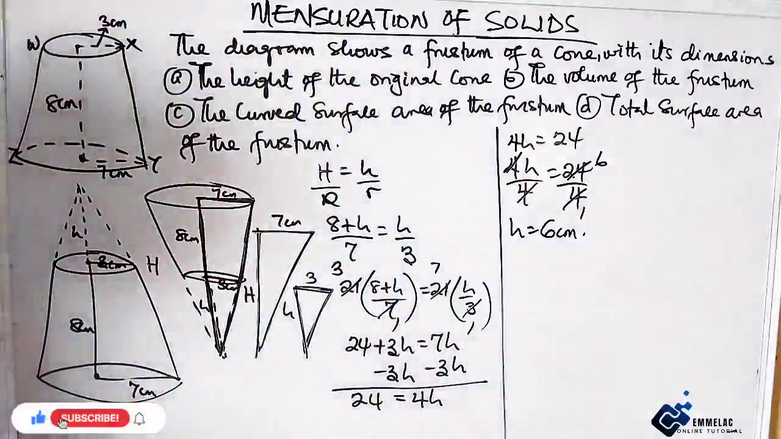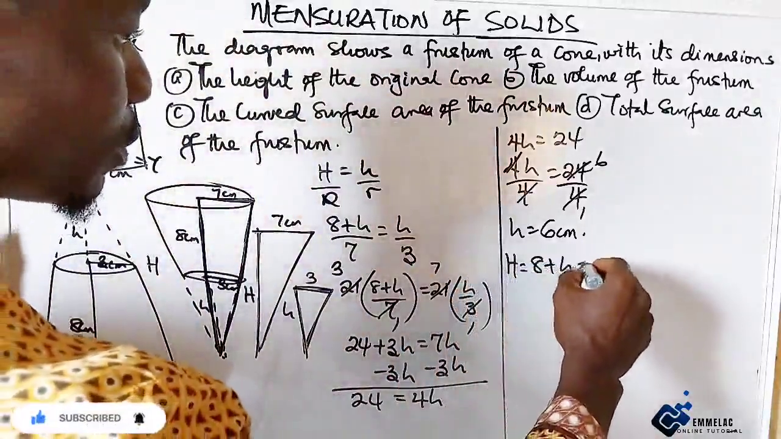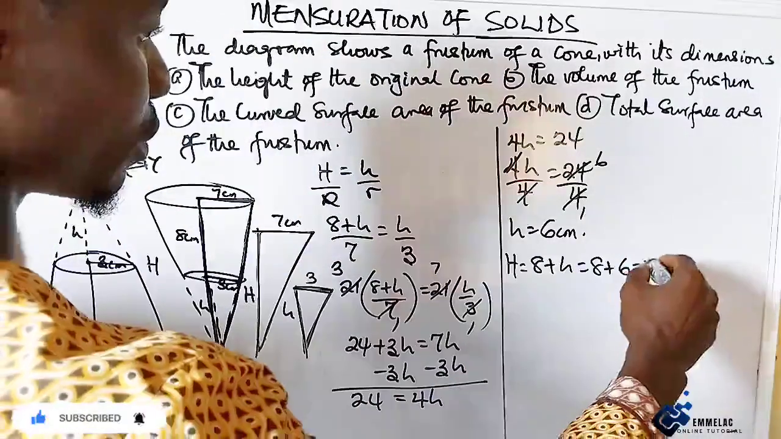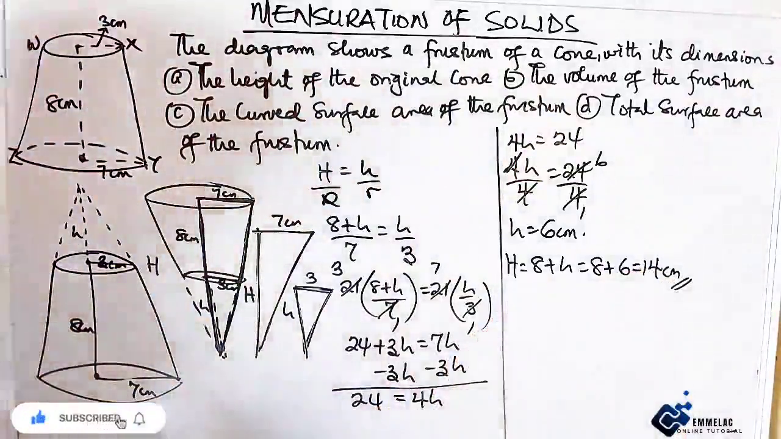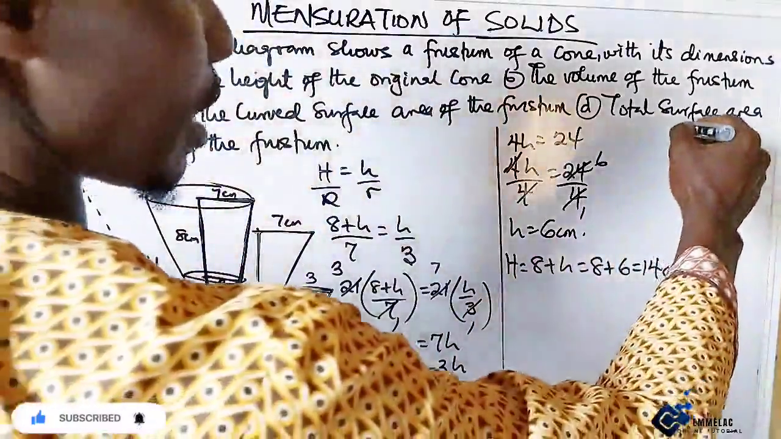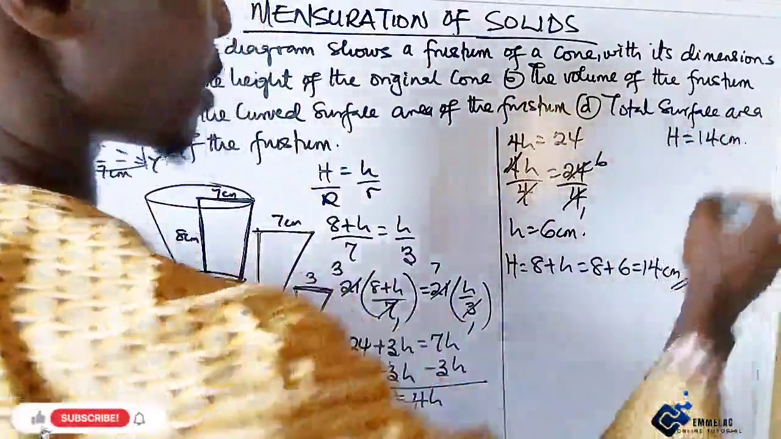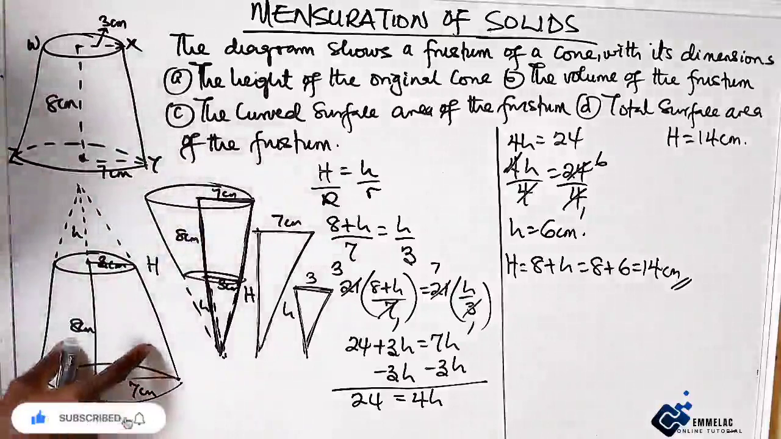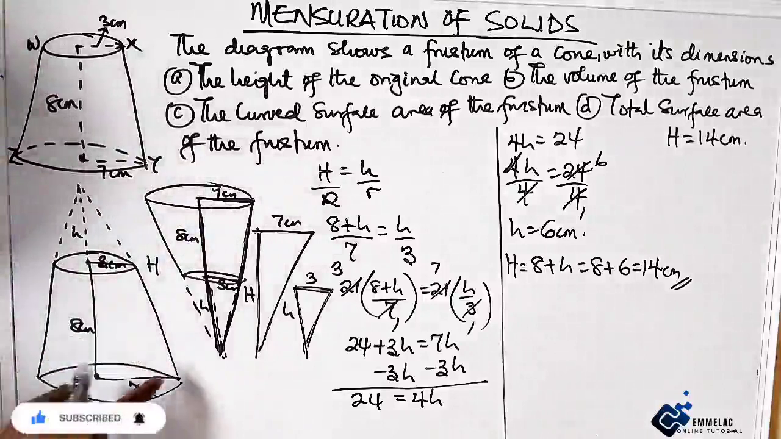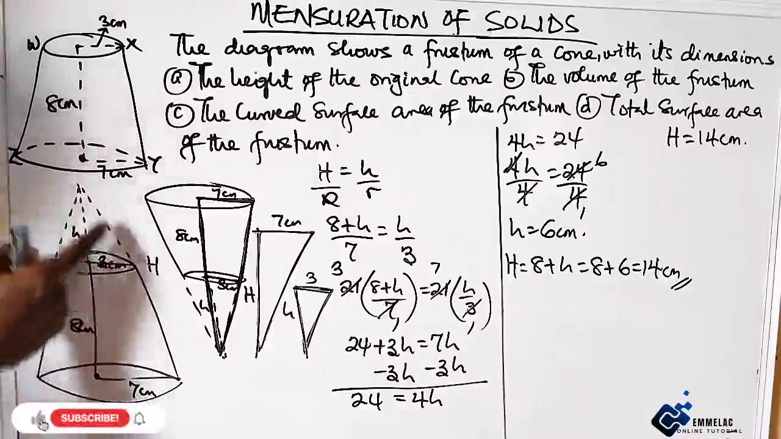Now the height of the original cone, which is the big H, will now be 8 plus 6, which is 14 centimeter. For us now that we've gotten our height, let us write it somewhere here. Now our H equals 14 centimeter. Now for us to ascertain the volume of the frustum, this is the frustum here. What we just need to do is to calculate the volume of the total cone here minus the volume of this smaller cone.